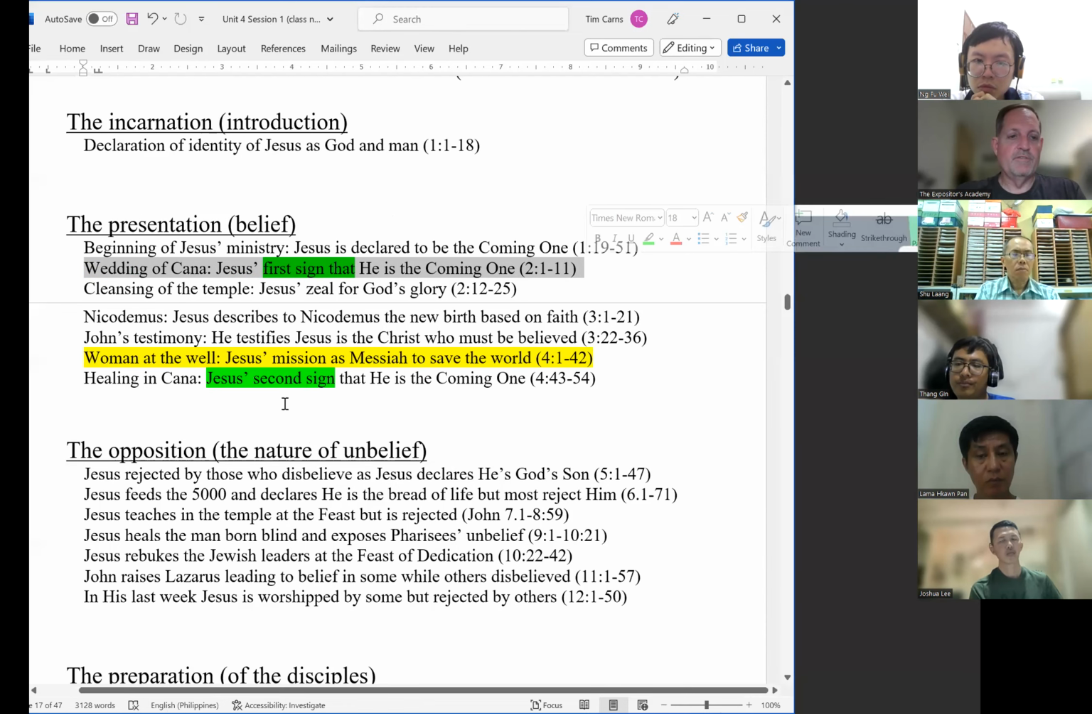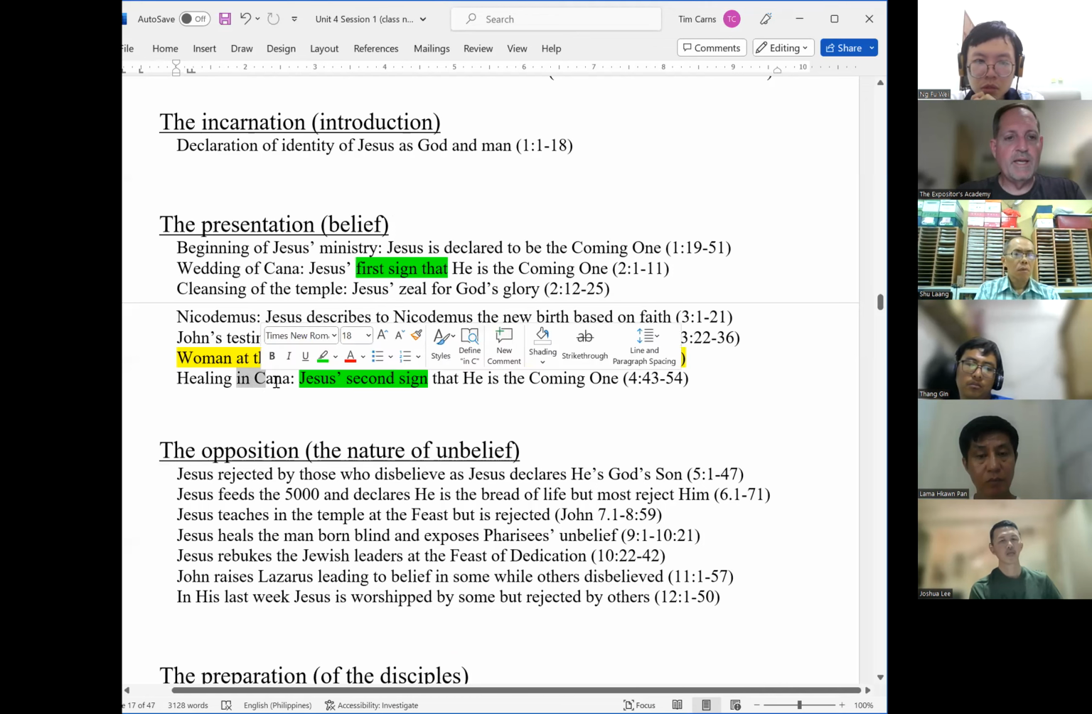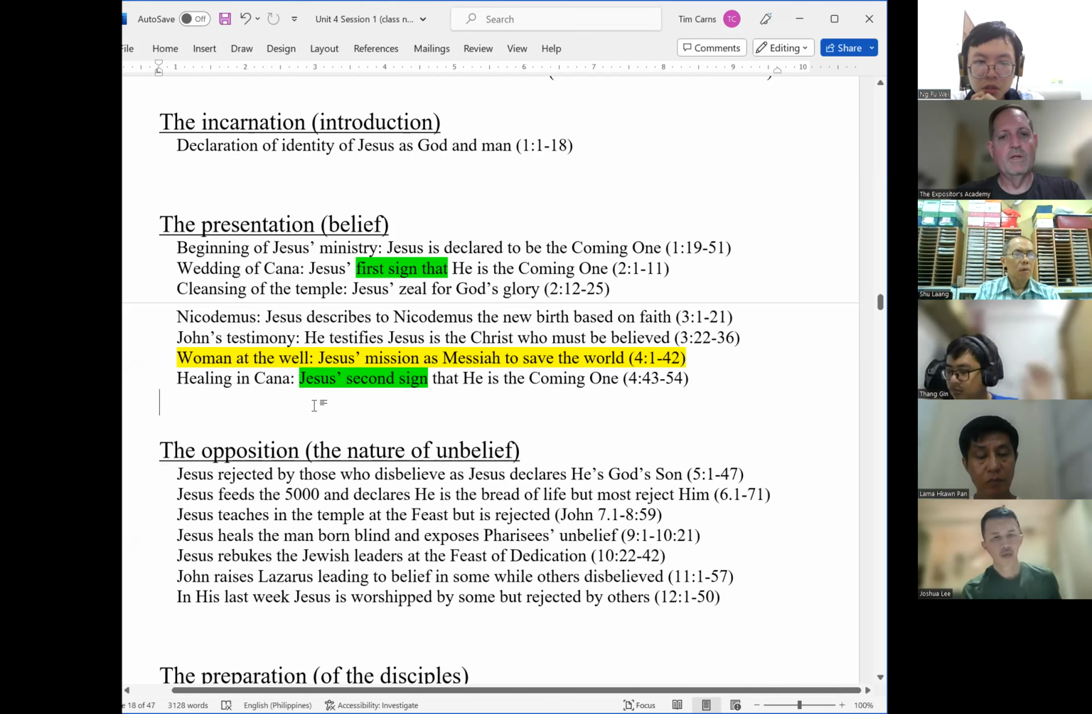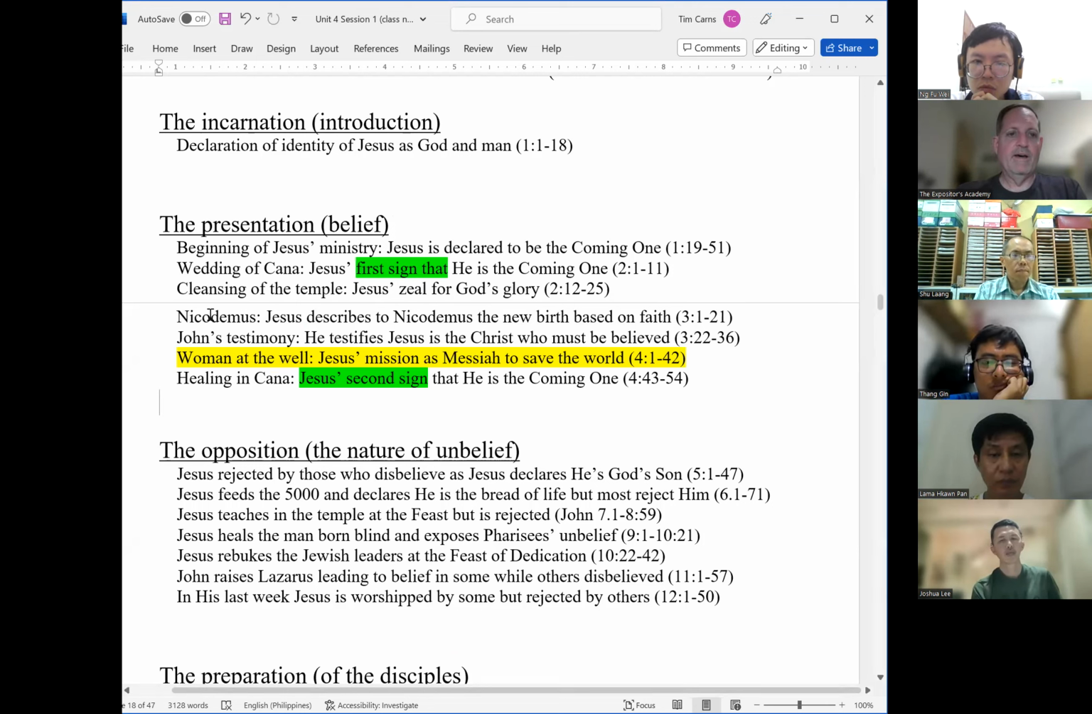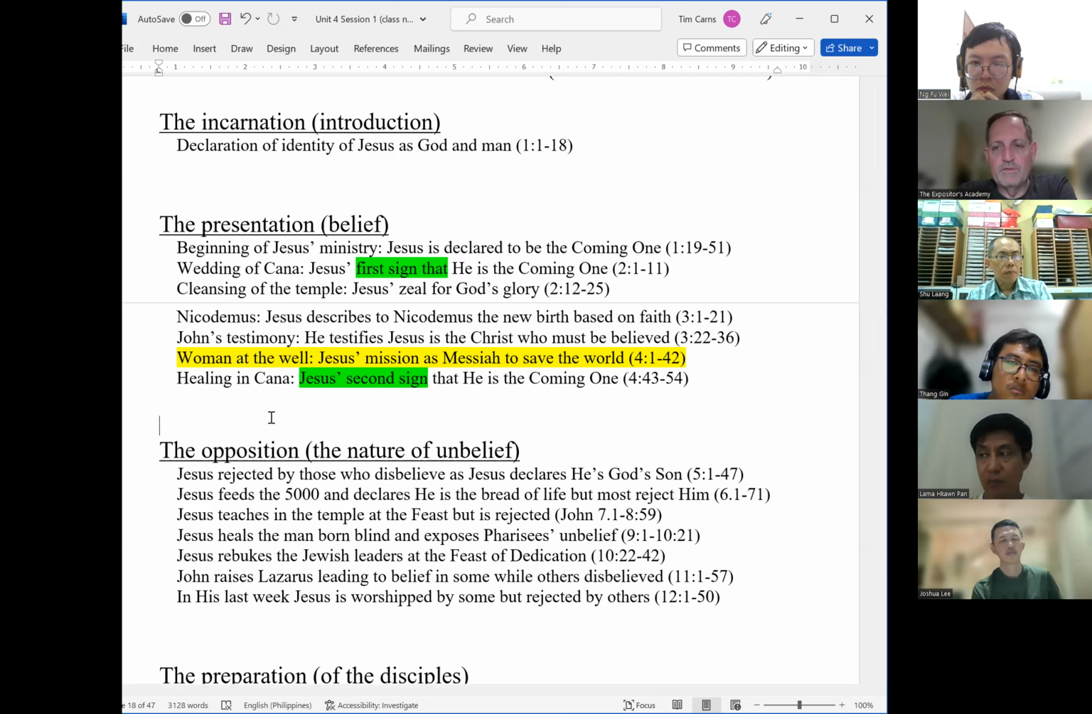And then John identifies a second sign as the healing again in Cana. It happened there when he healed the servant there. And between those two signs, we have the story of Nicodemus and the story of the woman at the well. Very interesting. Two extended dialogues with an individual related to the gospel, related to the Messiah. We don't see that in any of the other gospels really like that.